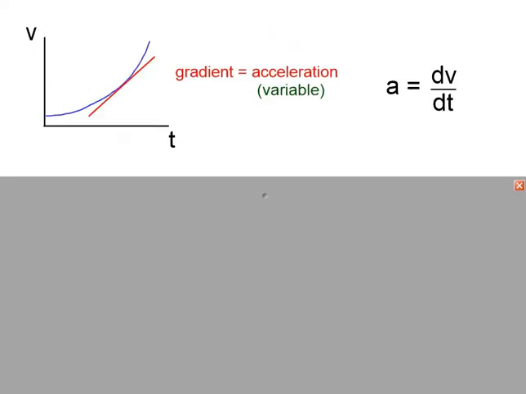In this graph we can see that the gradient keeps on changing. We have a curve, so the acceleration is not constant, so we cannot use SUVAT formulae anymore. Now we have to use calculus, and the acceleration is given by dv/dt. So if a velocity function is given with respect to time, then we differentiate to get the acceleration. Our acceleration is variable.